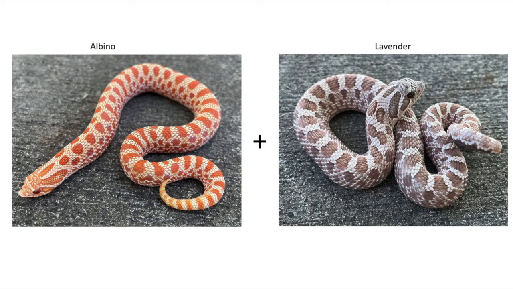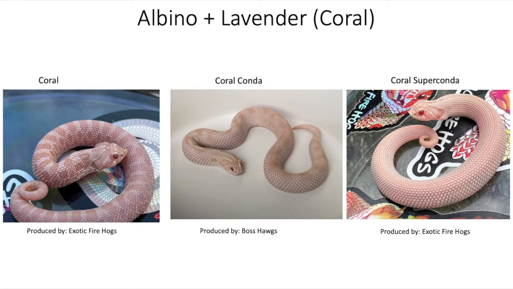All right, next up, we're gonna mix the albino with the lavender gene. So the lavender gene is basically a purple hognose, another T plus albino. And this combination is called a coral. So you can see examples of the coral, coral conda, and coral super conda.